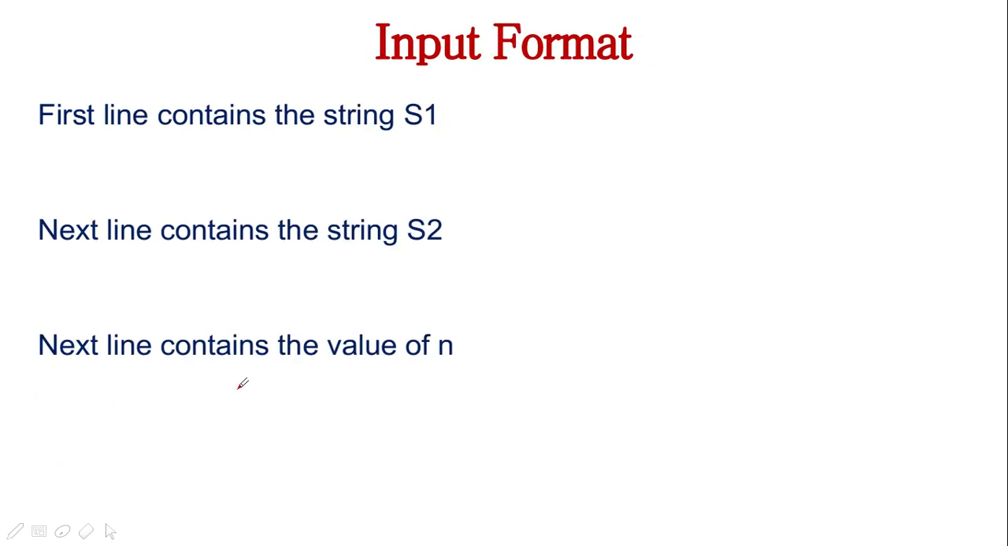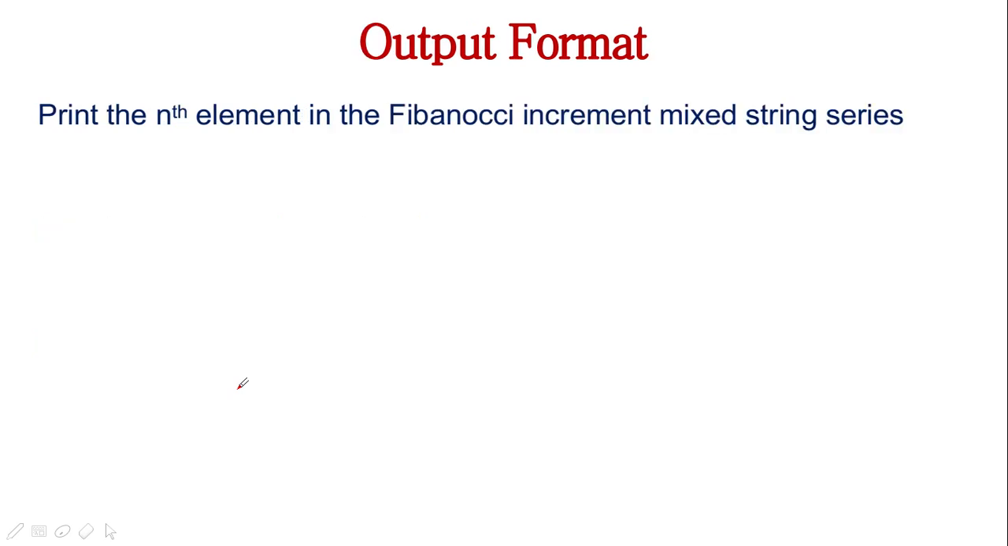And when we look at the input format, the first two lines contain the strings S1 and S2, that is the first string in the sequence and the second string in the sequence. The next line will contain the value of n, because you are going to find the nth string in the sequence. And you have to print the nth element of the Fibonacci increment mixed string series.